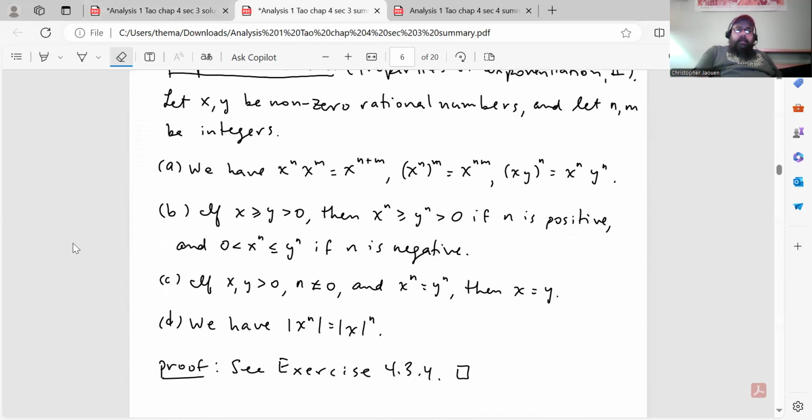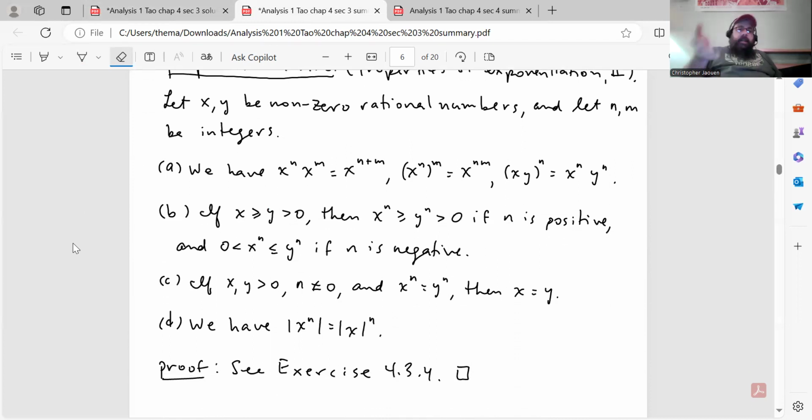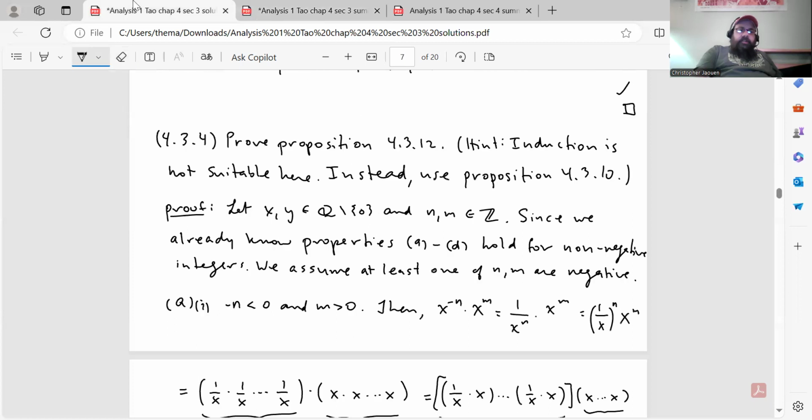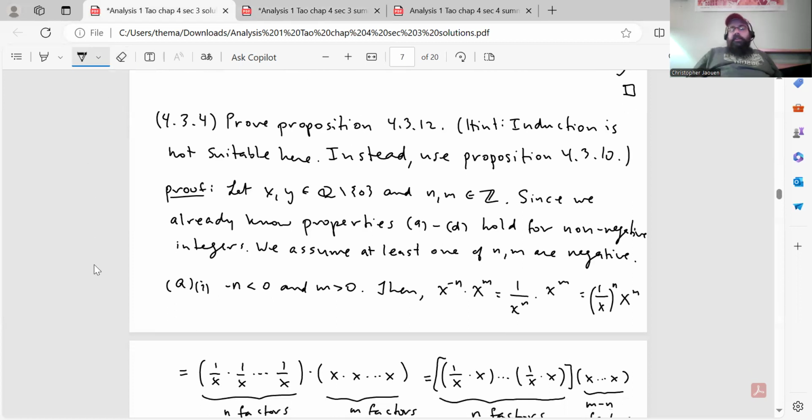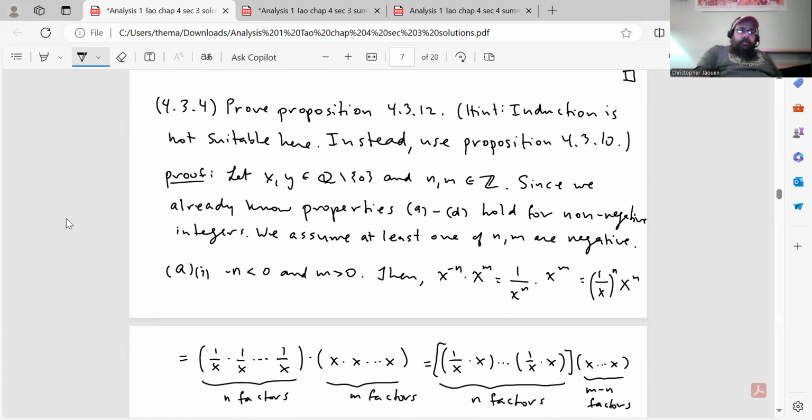All right, part A is similar to part A in the previous proposition, so we want to prove that. But here, we're not allowed to use induction because, if you remember, we showed in the chapter that induction doesn't hold in general for integers. So we have to actually, in this case, use proposition 4.3.10, which is the one that we just proved. Okay, so here's the proof.